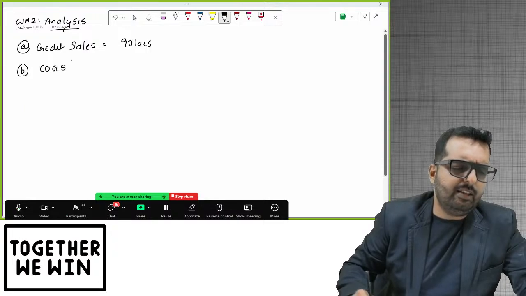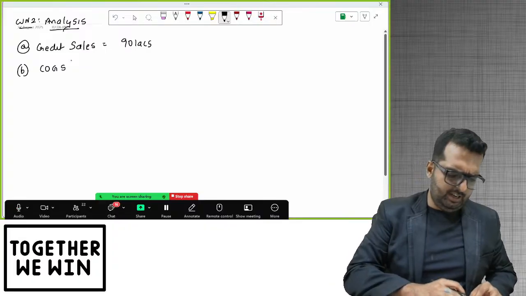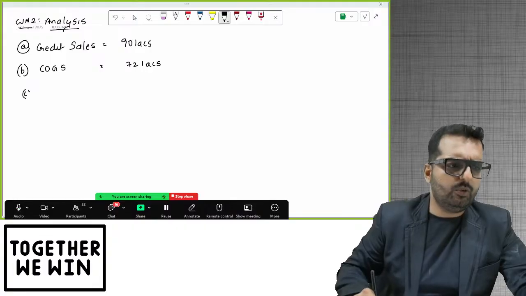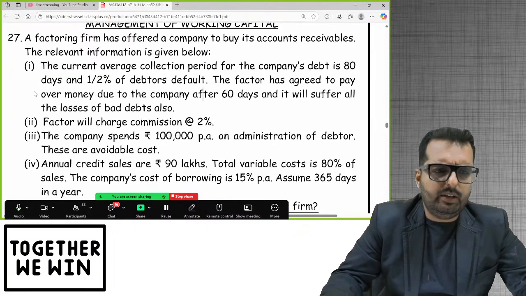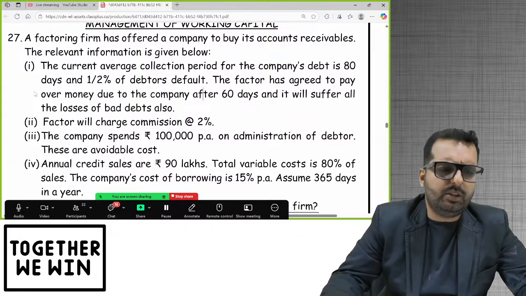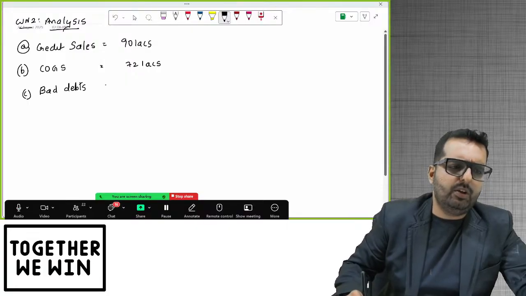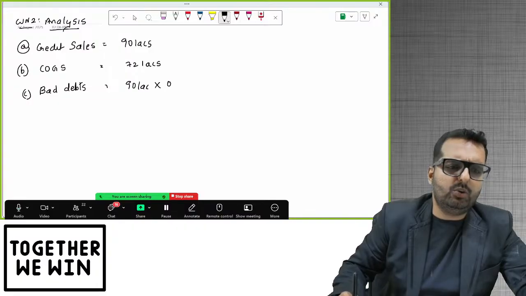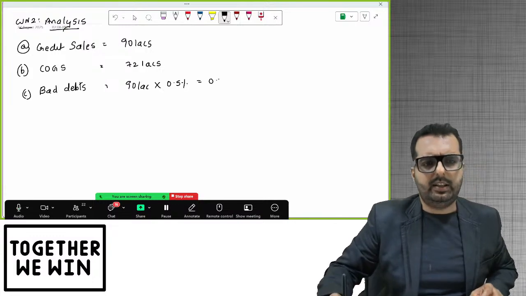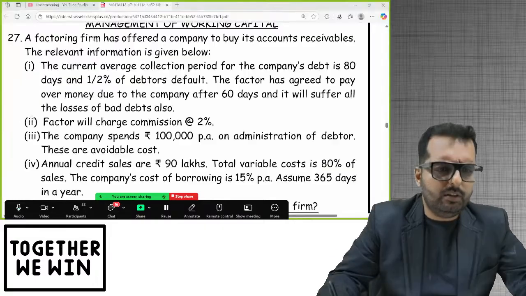Credit sales 90 lakhs. They have told that they have a GP ratio of 80% of the sales. So 90 lakh into 80% will be how much? Cost of goods sold will be 72 lakhs. Alright. Now, half percent of the debtors will default. Fine, we'll come to that part later. So I think I can find out my bad debts over here. How much is 90 lakh into 0.5 percent? Do I get the answer as 0.45 lakhs, which is nothing but 45,000? Everybody clear with this part?